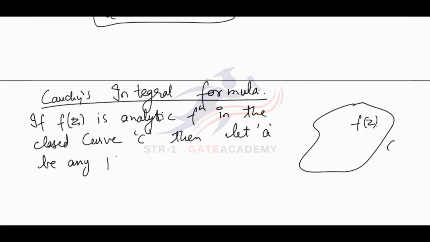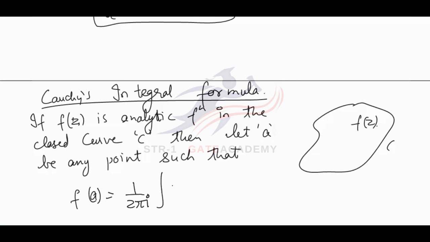then let A be any point such that f(A) is nothing but 1 upon 2 pi i, integral of f(z) upon z minus A, dz.